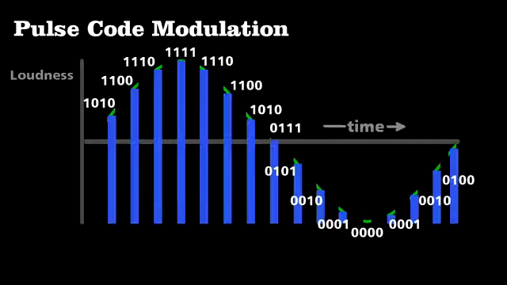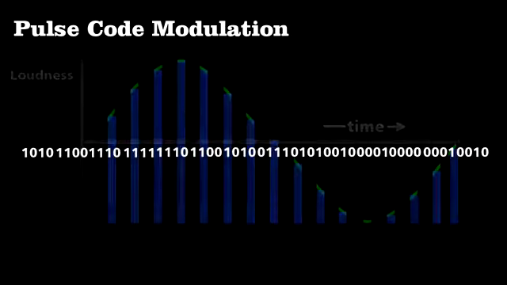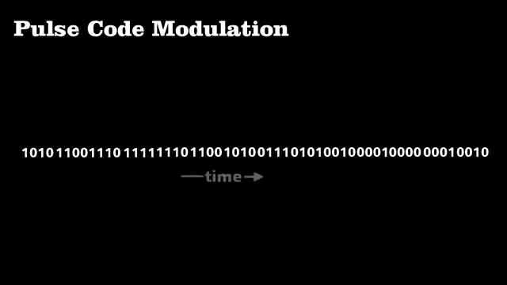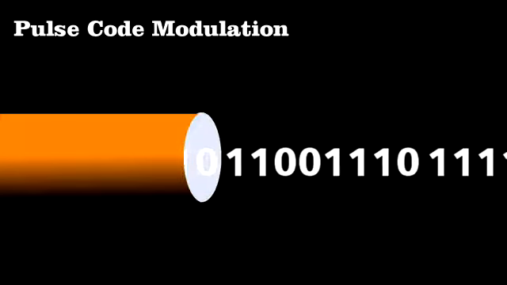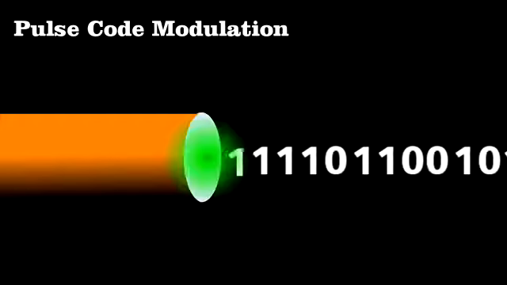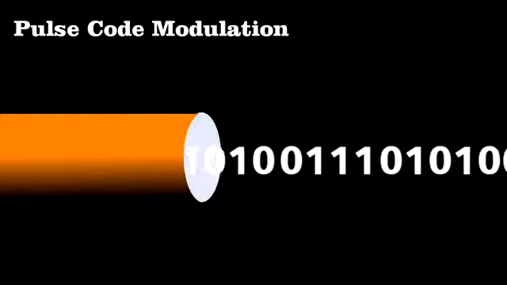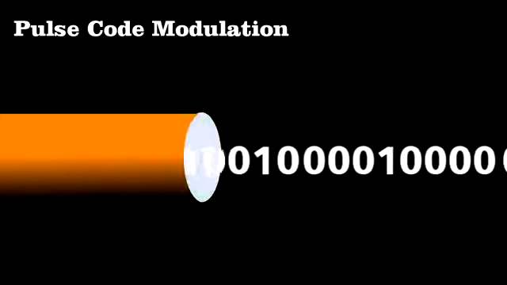Now, instead of looking at the green waveform or even the blue bars, we can think of the signal as a series of 1s and 0s organized by time. And it is that sequence that we send through a fiber optic cable, a flash for a 1 and nothing for a 0. Of course, the exact method of encoding is known at the receiving end, so it is a trivial matter to decipher the message.